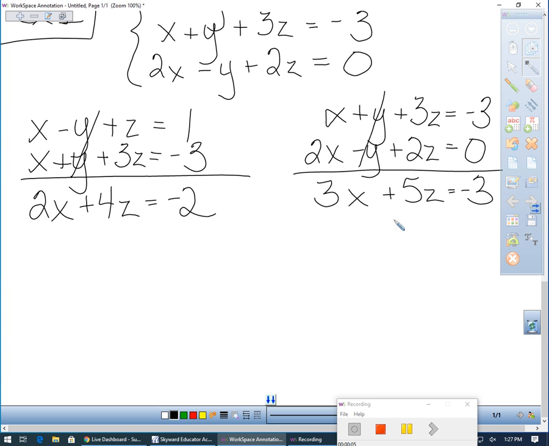You want to eliminate x? So if we're going to eliminate x, what do I need to multiply this one by? I'll multiply this one by 3. And what do you want to multiply this one by? Good. Negative 2. All right. So we'll start with this one. Now I'm going to write it in the middle.